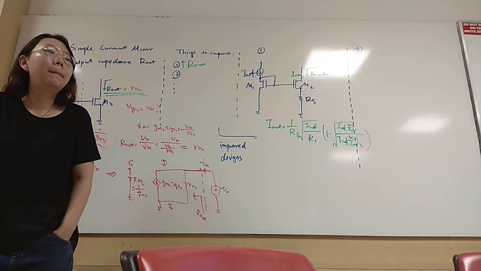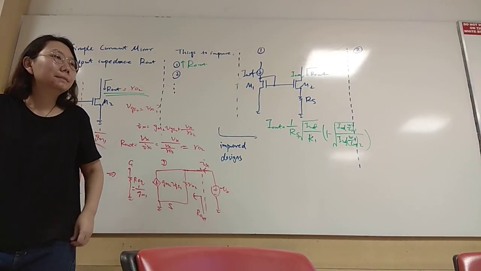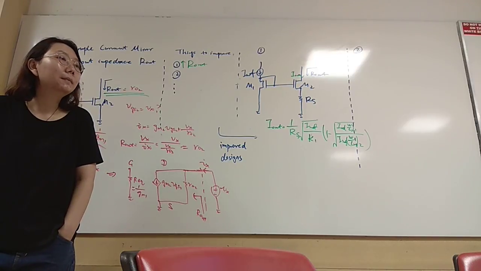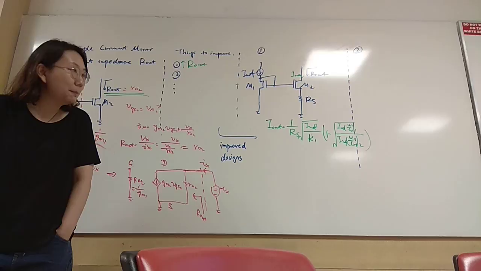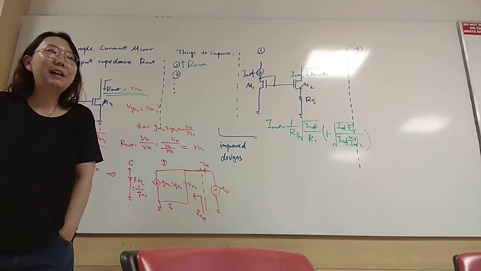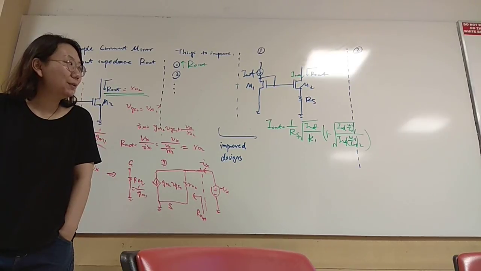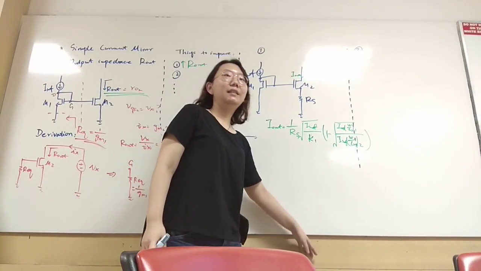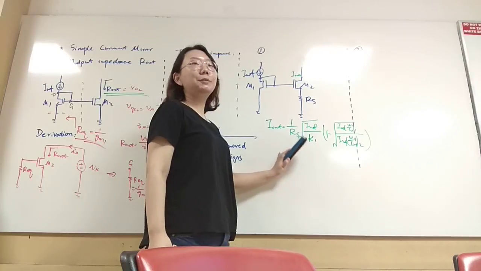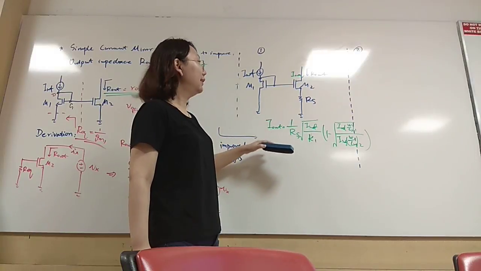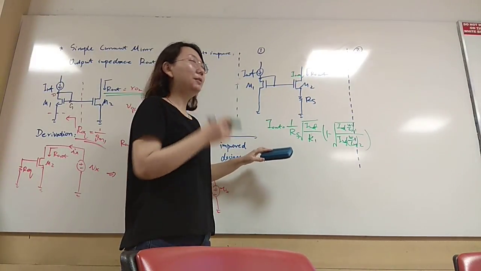VGS1 minus VGS2, that's what you write. We are at this point and I ask you to derive this equation. How do I get this equation? So what's the first step? This is the thing I want to get, so I start with this circuit only. How to derive? Compare the two sides.